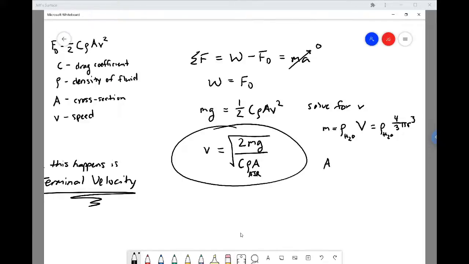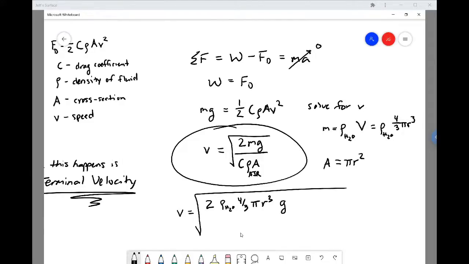What about A, cross-section? The cross-section of a sphere is a circle. So the area of that circle is pi r squared. So let's put those two things in this expression and simplify and see what we get. So we get V equals big radical sign 2. The mass of the raindrop is its density times its volume multiplied by g, and then divide by the drag coefficient, which we look up in a table, times the density of air times the cross-sectional area of the raindrop.